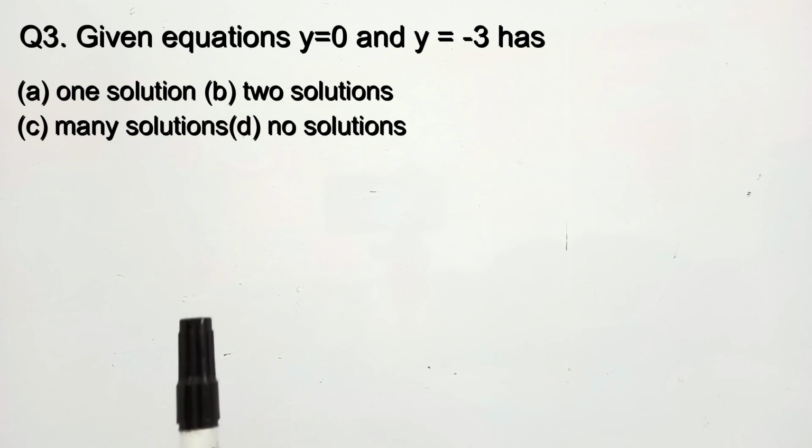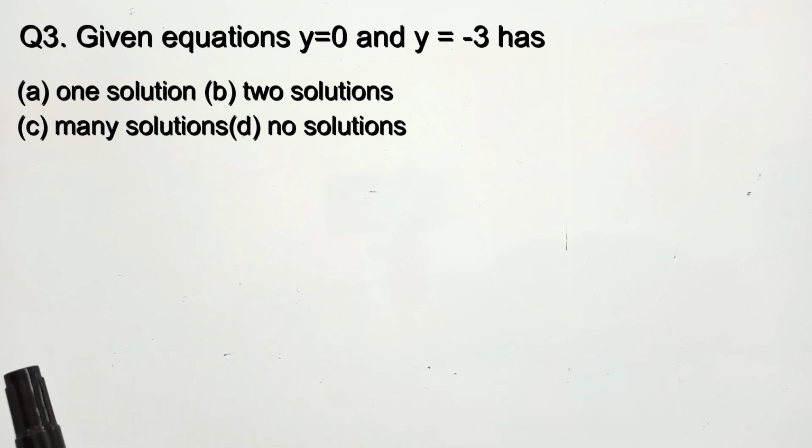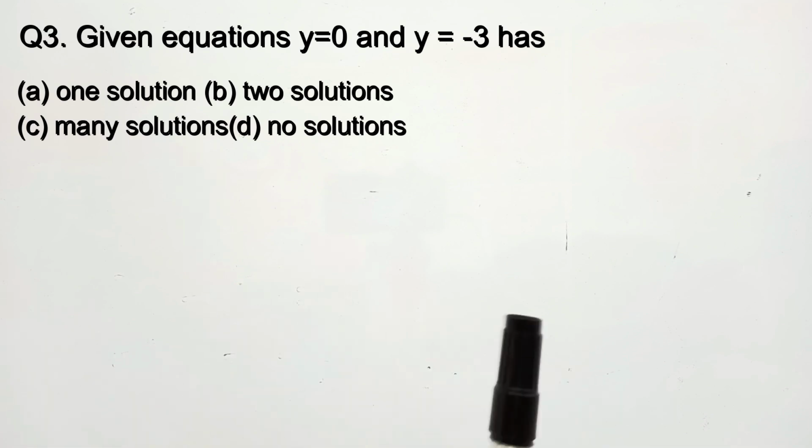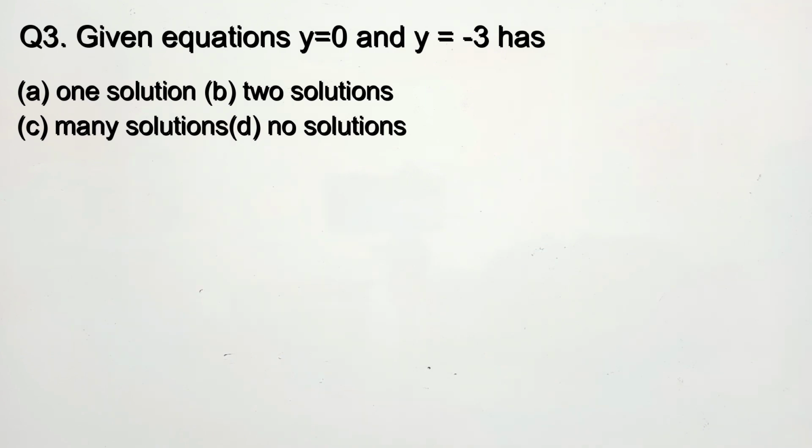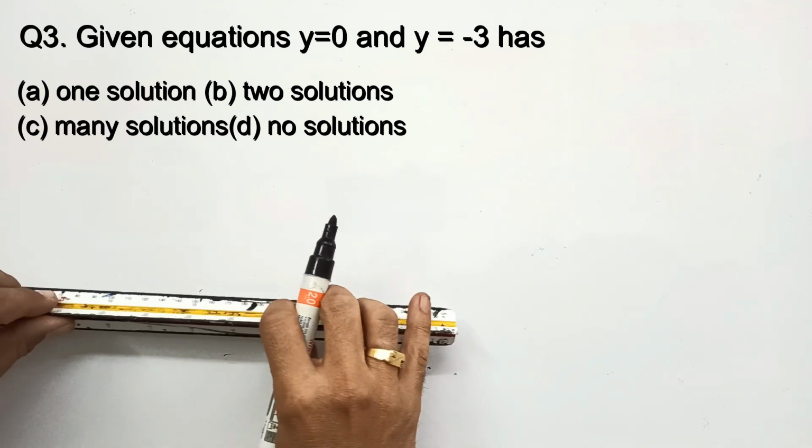In the third question, given are two equations, y is equal to 0 and y is equal to minus 3. Option A: one solution, option B: 2 solutions, option C: many solutions, or option D: no solution. In this situation, instead of calculation, let us solve by diagram.